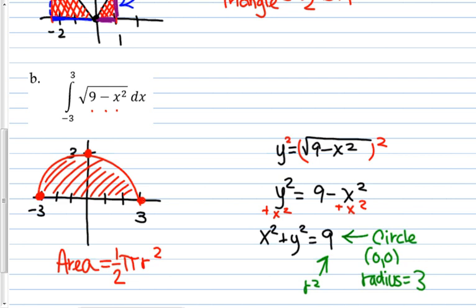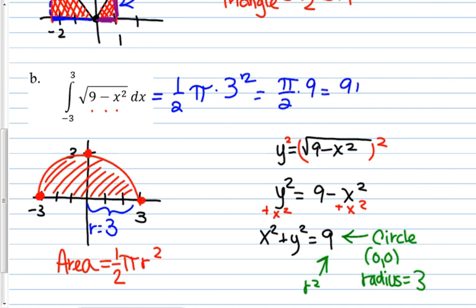So 1/2 times pi times r squared. And r is my radius. My radius is 3, so times 3 squared, which is times 9, which is 9 pi over 2. And there's my answer.